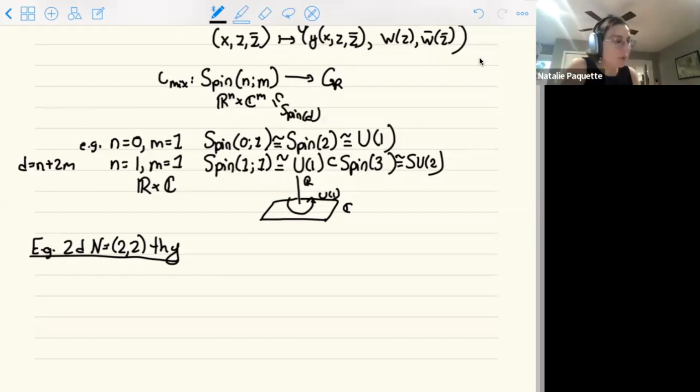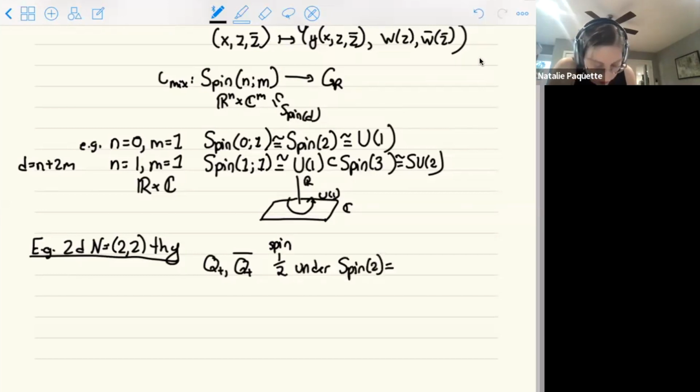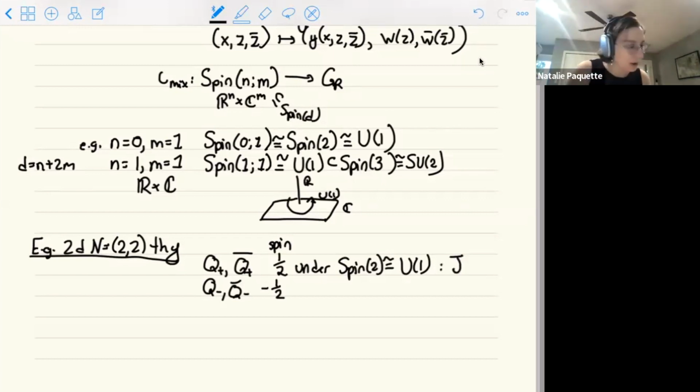Okay, so let me do an example. What is this kind of morphism in the algebra that we've been working with? We have our supercharges Q plus and Q bar plus. Our conventions are that those are defined such that they have spin 1/2 under spin 2. Spin 2 is basically U(1) in 2 dimensions, pretty simple. And Q minus and Q bar minus have spin minus 1/2 under the Lorentz group. I'm going to call J the generator of this Lorentz U(1).